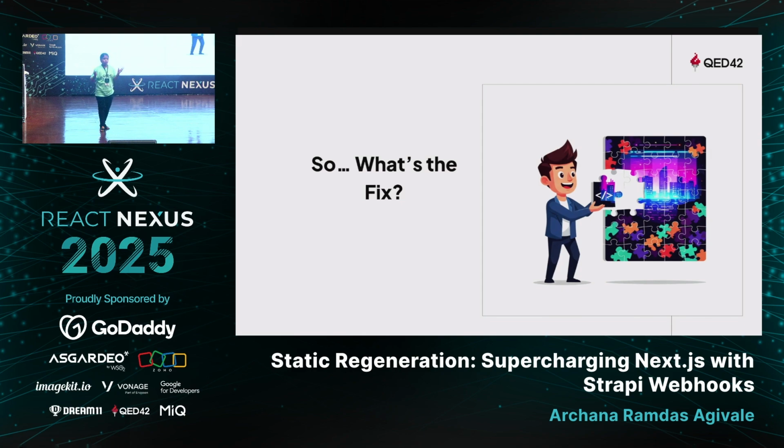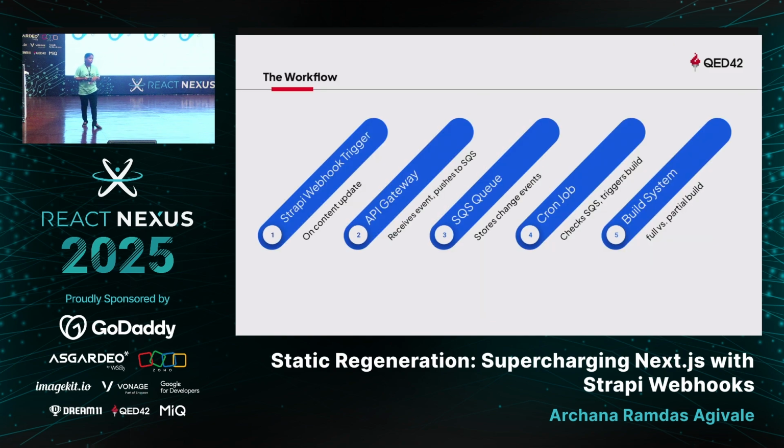This is where we come to the solution: we merge SSG with our custom ISR structure, where we actually implement what ISR does, that is the revalidation process, with our custom architecture. So let's walk through the workflow that we follow for our custom architecture. Our process includes the Strapi webhook, then API gateway, SQS, build process, and cron job.